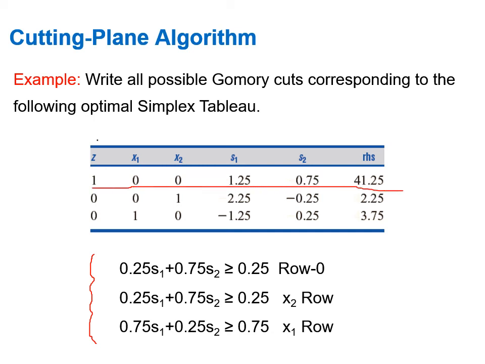For row 0, z is already 1, so you can eliminate. X1 is 0, you can eliminate. X2 is 0, you can eliminate. For S1, it's 1 plus 0.25. The fractional part is positive, so we eliminate the integer part. So the remaining part is 0.25. This is already fractional. There is no integer part on it, so we keep it as it is. And the right hand side is 41 plus 0.25, so we eliminate 41 and 0.25 remains.